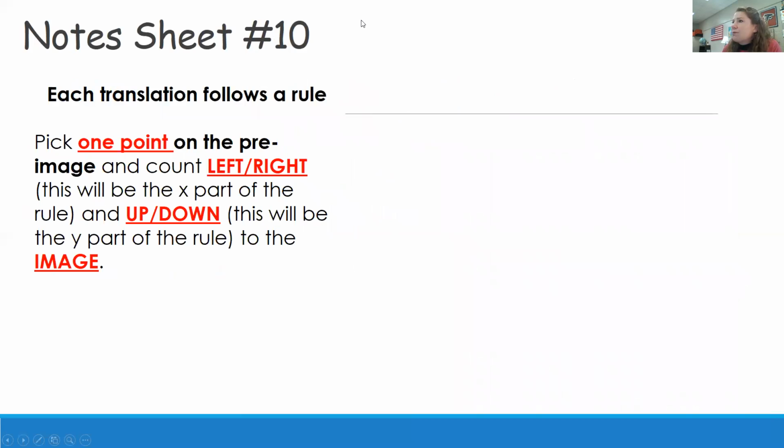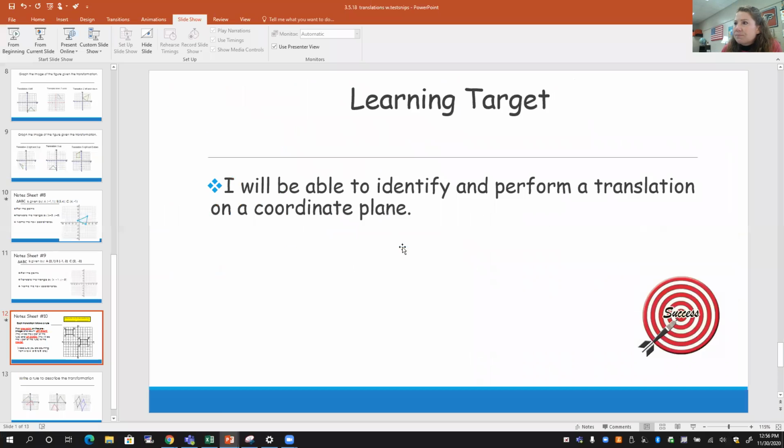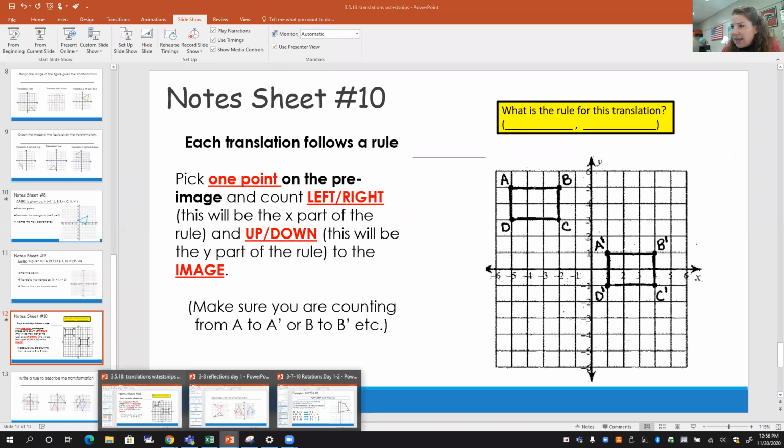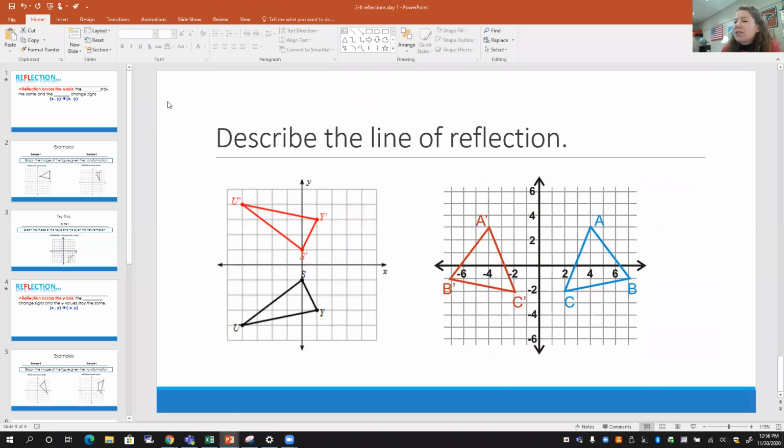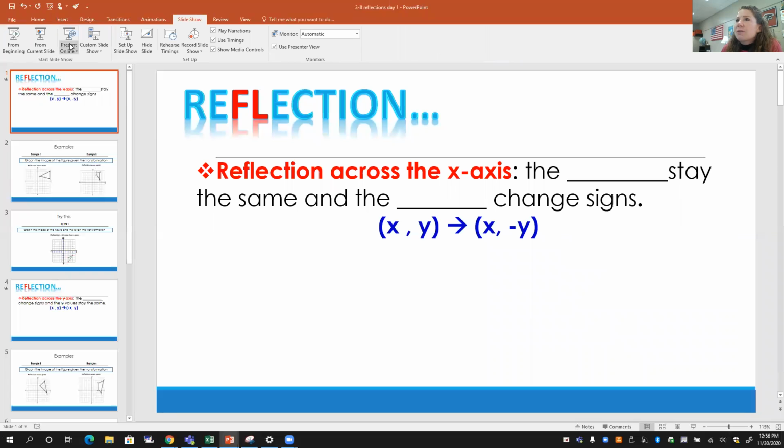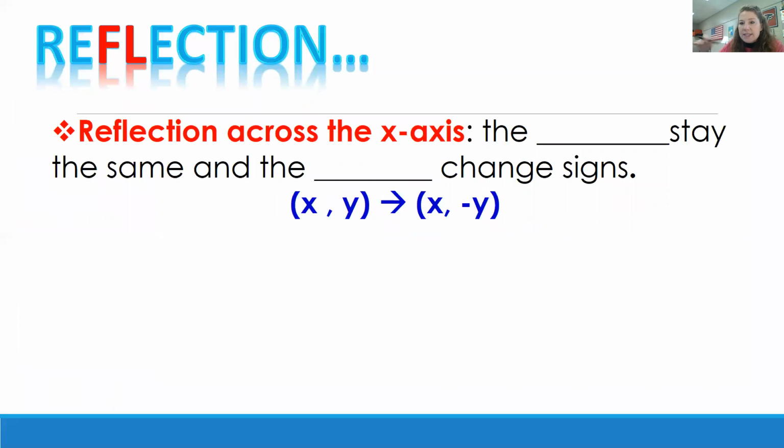All right, I'm going to go through the rest of these. I'm going to get to translations. All right, I'll do reflections first. Reflections just means that you're flipping a figure across something, either across the x-axis, the y-axis, something. So reflection across the x-axis, basically that x-coordinate is going to stay the same, but the y-coordinate is going to become the opposite sign. So reflect across the x: x stays the same and the y changes signs.